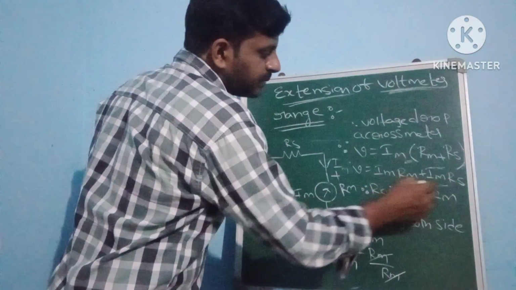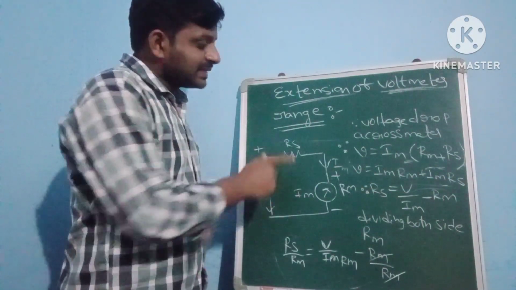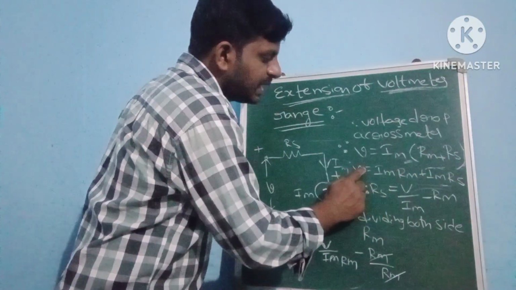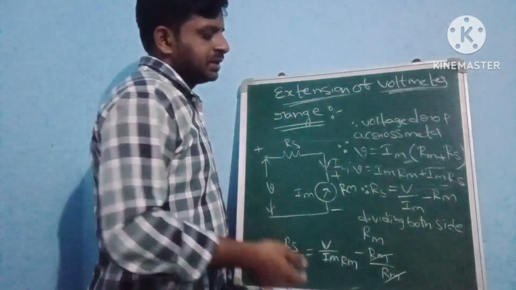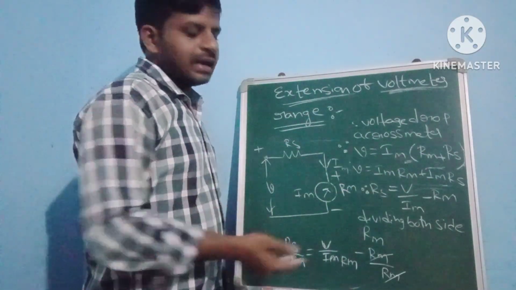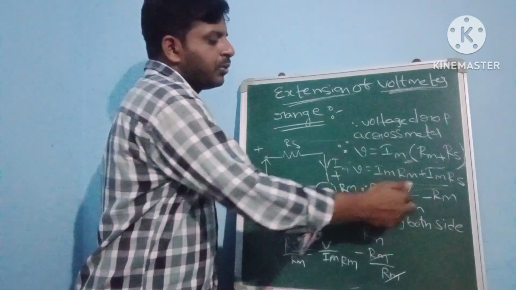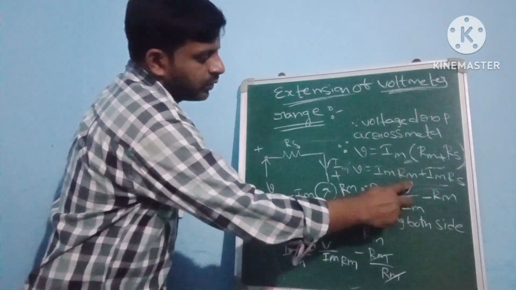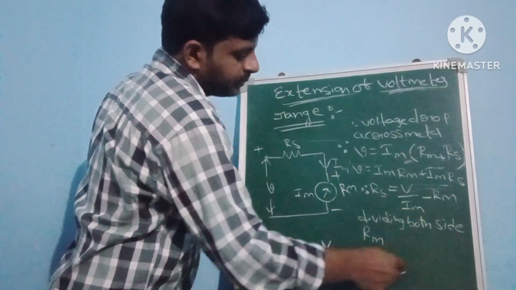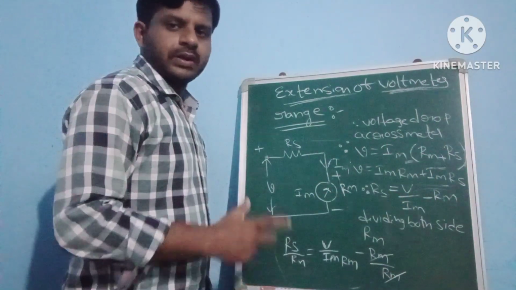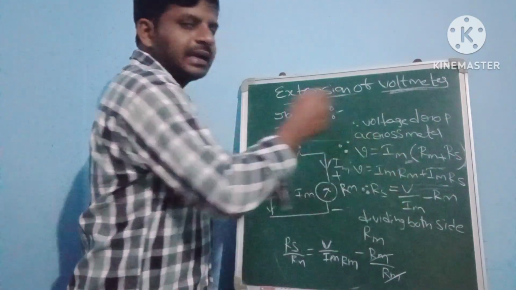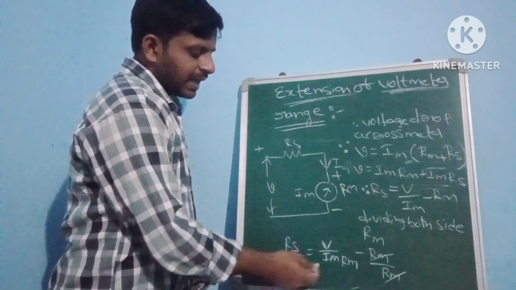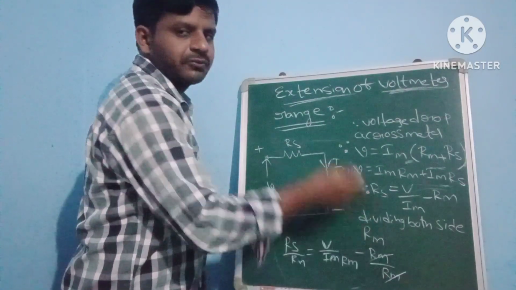From this equation, what we ultimately have to calculate is the series resistance. That is the main point, remember that. Here Rs equals V by Im minus Rm. This equation can be further divided by Rm on both sides. So Rs by Rm equals V by (Im into Rm) minus Rm by Rm. Dividing the entire equation by Rm, Rm gets cancelled. Finally we get Rs by Rm equal to V by (Im into Rm) minus 1.